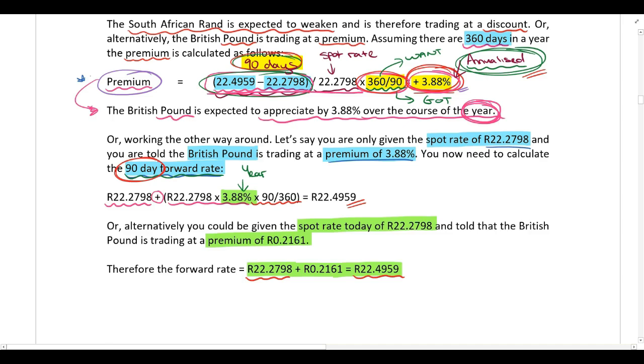Alternatively, they can give you that premium and you can be expected to work out the forward rate. But once again, remember the premium is an annual premium, so you need to multiply it by 90 over 360 so that you can get the forward rate in 90 days' time. Or even easier, they just give you the premium in rand terms. So you just take the spot rate today, you add that premium, and you can get the forward rate in 90 days' time.